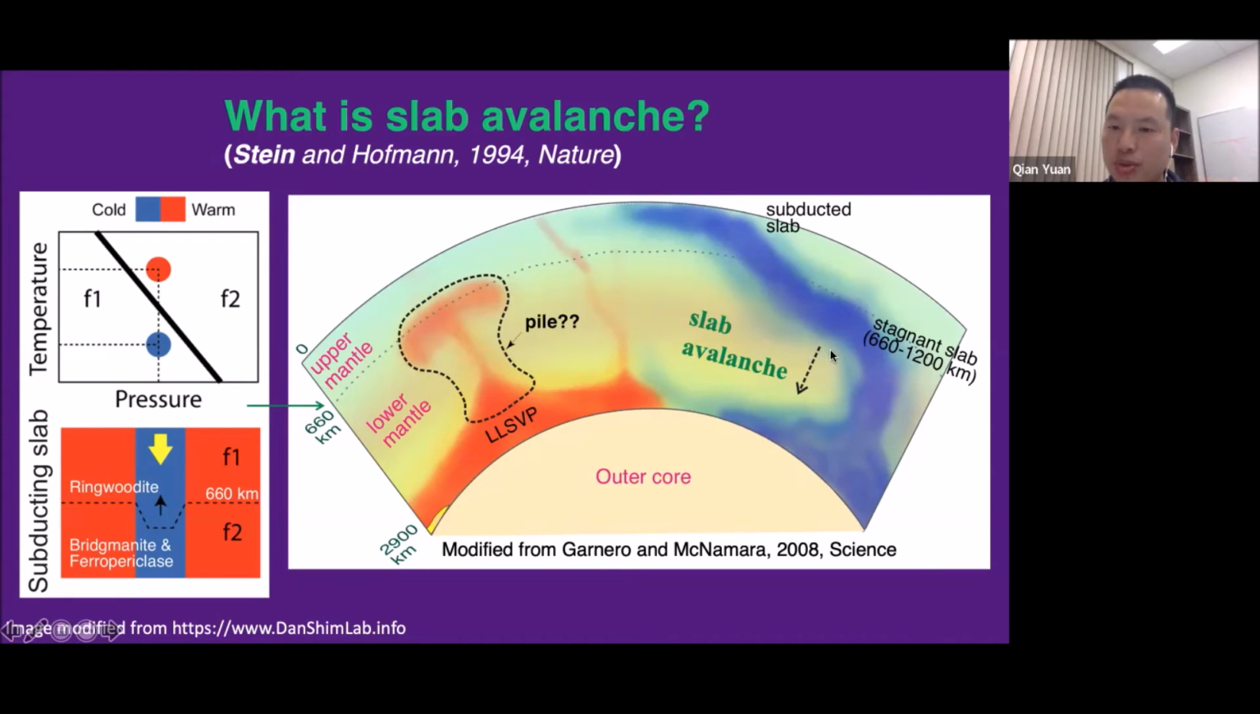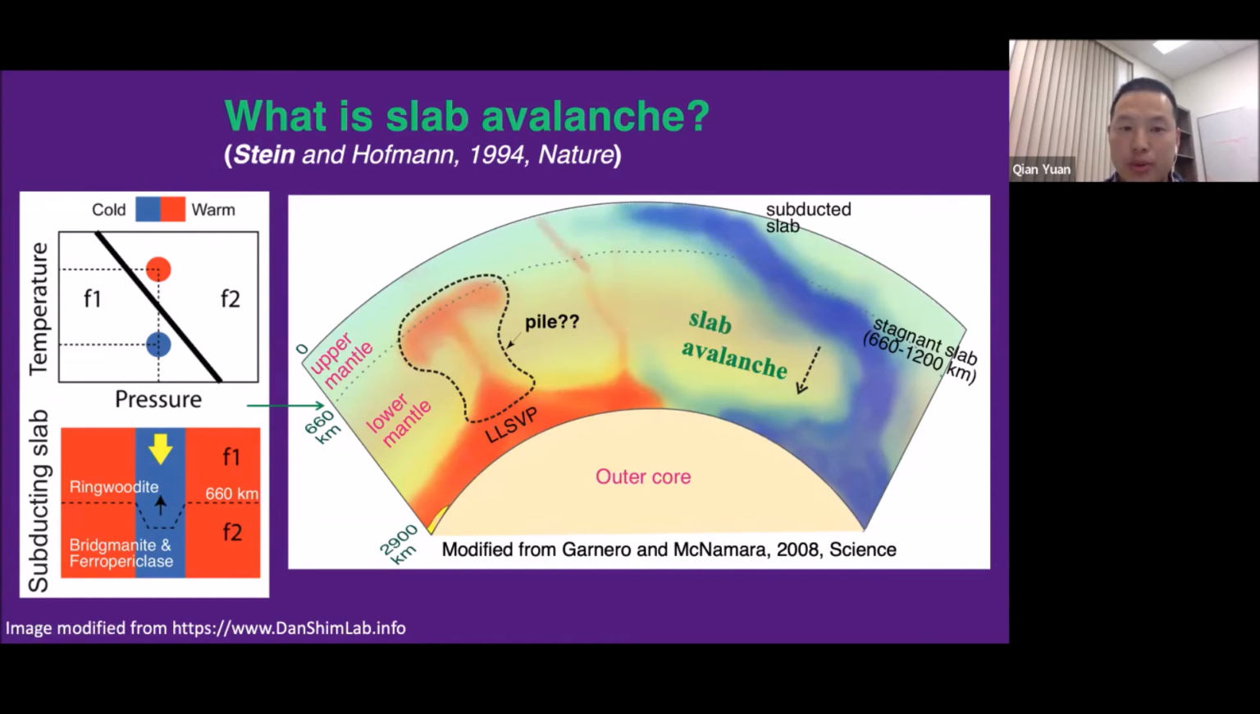So we assume this process can produce a very strong heterogeneous flow that pushes the nearby LLSVP or blobs very, very high. Instead of the mantle plume, we think this sudden change of the force can push the nearby thermochemical dense pile to a very high place.